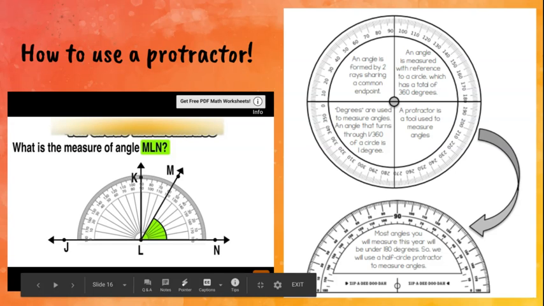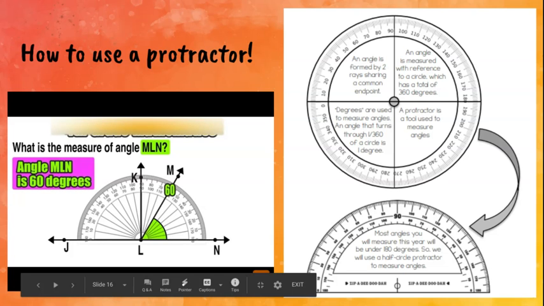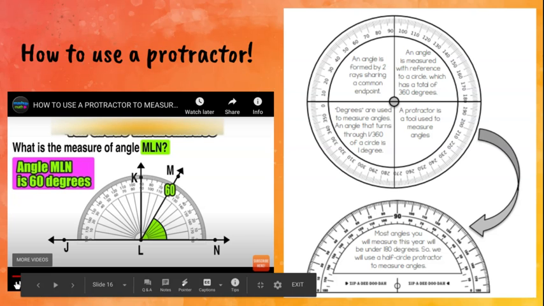Now we can use the top ray, in this case the line that starts at point L and goes through point N, and see what measurement it is aligned with on the protractor. So the protractor shows us that angle MLN has a measure of 60 degrees. Our conclusion is that angle MLN is 60 degrees, and we are finished with this question. Okay, so this one is an easy one.